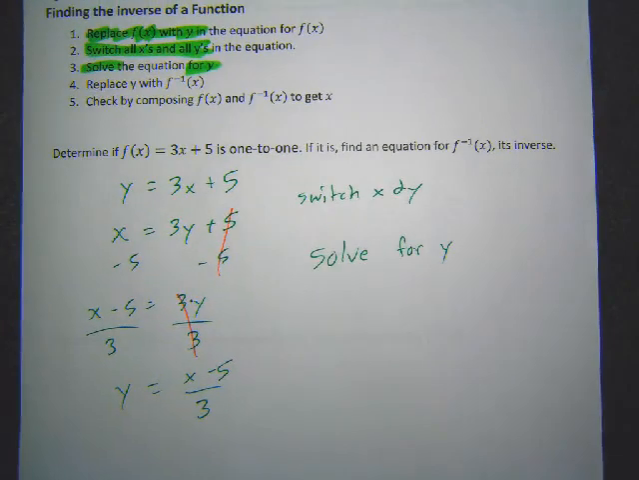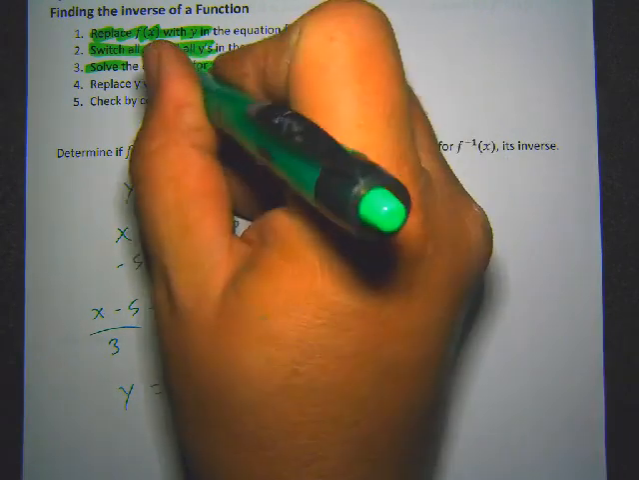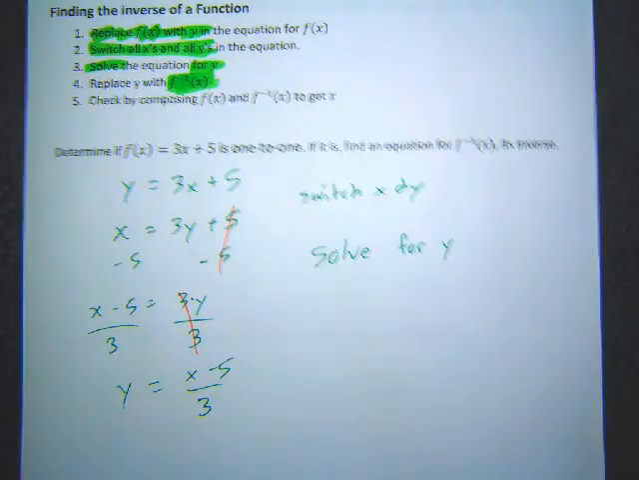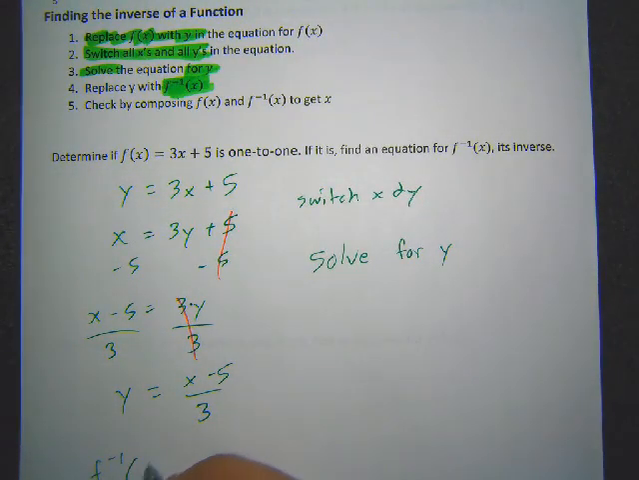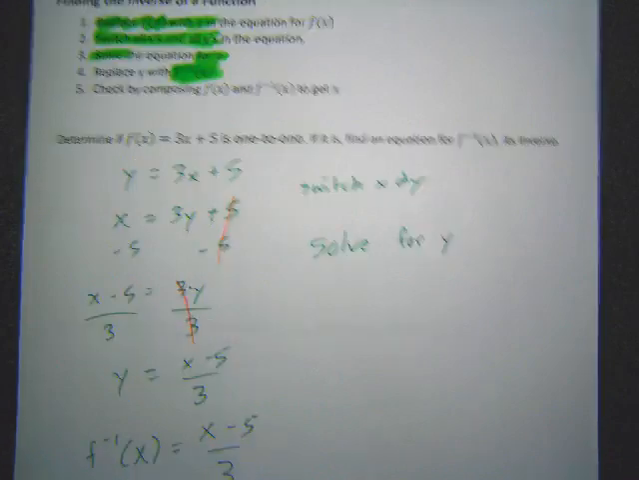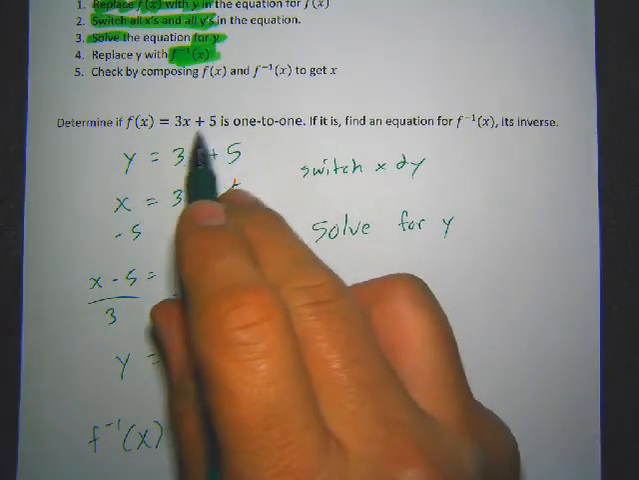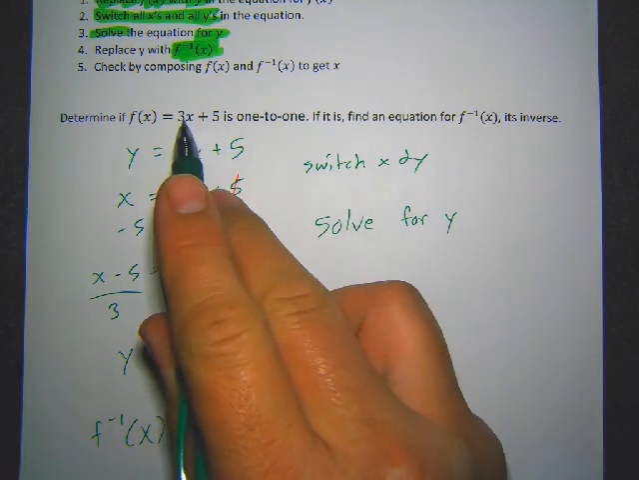Last thing, we got to go back and say, okay, now that we have the inverse function solved for y, let's label it. So we're going to label this f inverse, because that's what it is. It's the inverse function. So we're going to rewrite this as f inverse of x, so that everybody knows that x minus 5 over 3 is the inverse of that function we started with. And if you look at it, it makes sense, right? What's the opposite of adding 5? Subtracting 5. Well, what's the opposite of multiplying by 3?